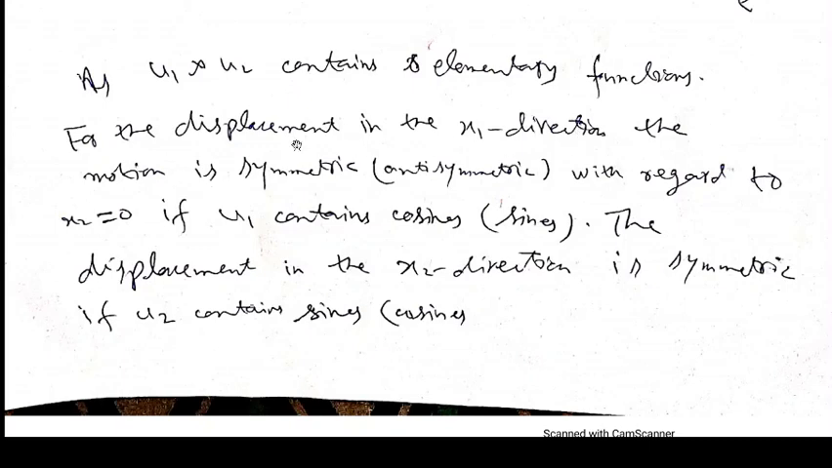So how will we do this? In the x1 direction, motion is symmetric with respect to x2 equal to 0 if u1 contains cosine, and in the x2 direction it is symmetric when u2 contains sine. So it means that when our u1 contains cosine, meaning there is no sine in u1, then it will be symmetric, and u2 contains sine. Now when will this happen? When we use the form of phi and psi as that, in u1 we have cosines, and in u2 we have sines. How can we do this?